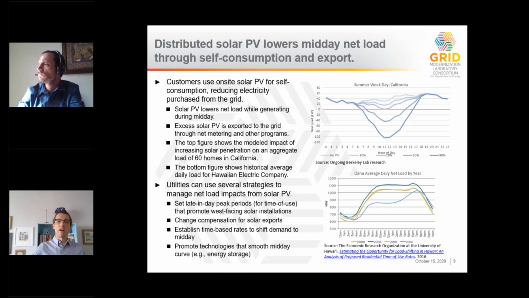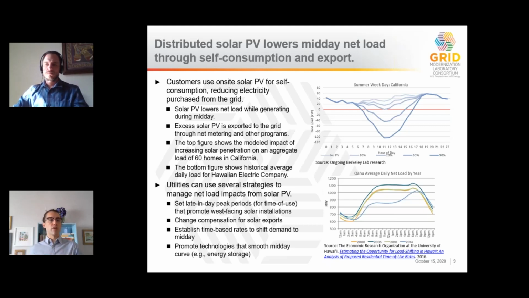So starting with solar, the primary impact of distributed solar PV is lowering building net load through self-consumption and net export. Self-consumption offsets customer consumption from the grid through on-site generation, but once the site's net load reaches zero while solar is generating electricity, excess solar PV is exported to the grid.